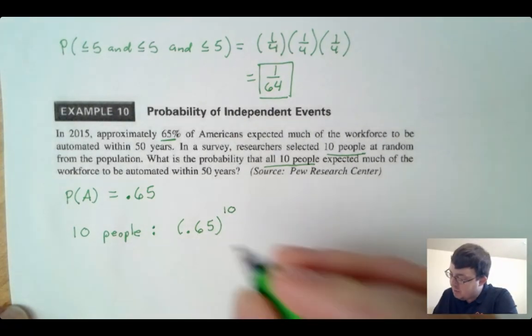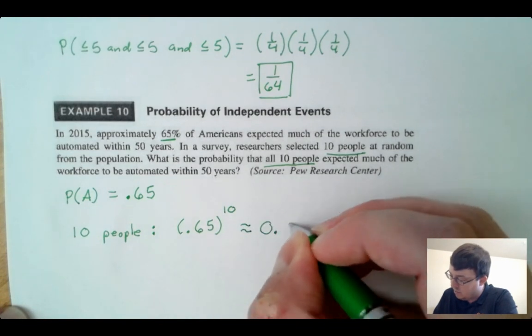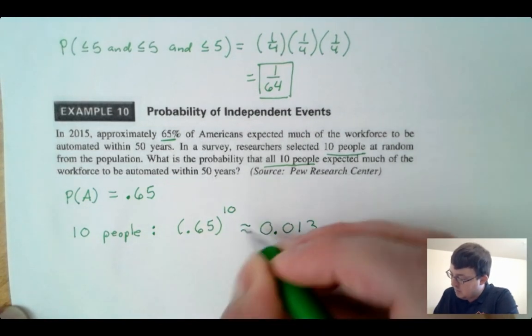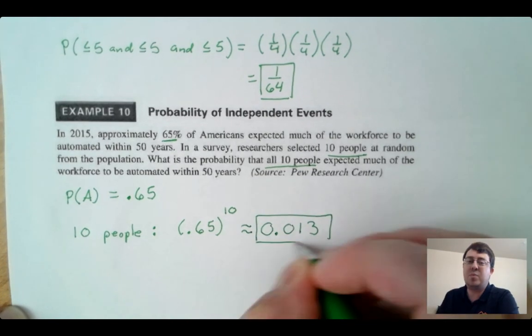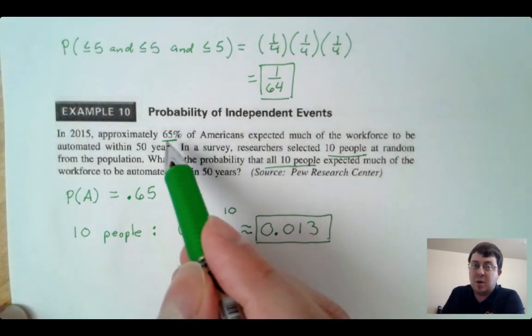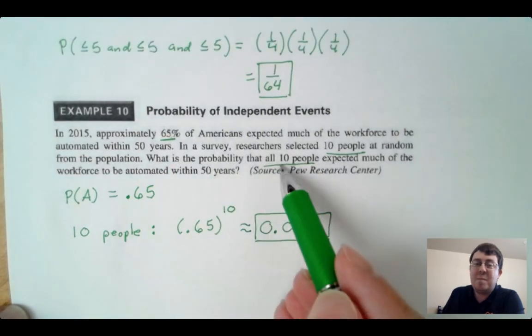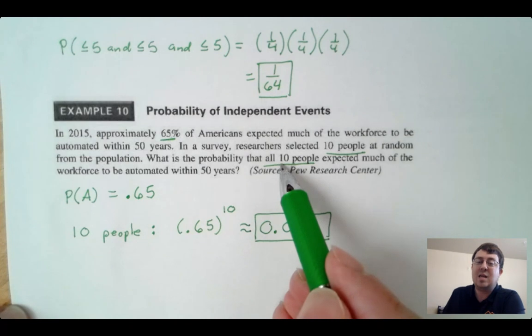So if I approximate that, I get about 0.013. That is a 1.3% chance, a very small percentage, that 10 random people think that this is going to happen. Even though the initial probability is pretty high, 65%, the probability that I find 10 people, all 10 people, who say yes, I expect that, is a pretty low probability.